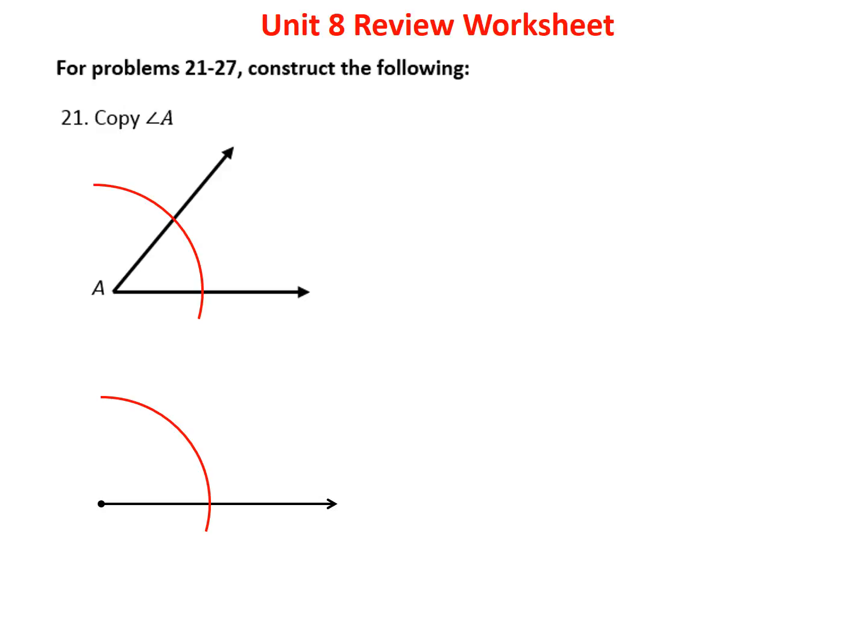Now we're going to measure our angle A. You're going to put your compass on where the red arc crosses the bottom, that point, and then figure out exactly where it crosses the other ray. We're measuring the distance across the red arc of that angle. Now if I come down and put it on my new angle and mark it again, you see I'm getting the same length. So now if I draw a line from my vertex through the point where they intersect, I have copied the angle.